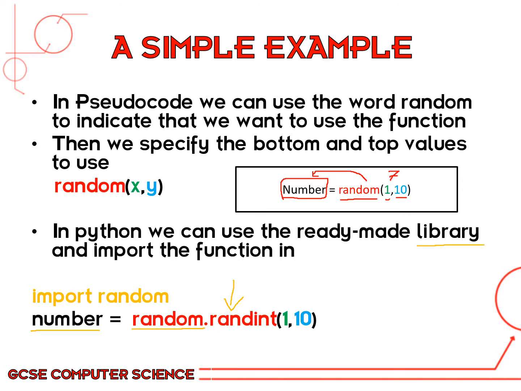Now at this stage, we should know that an integer is a whole number. So it's going to generate a whole number using our bottom and top values. It does the exact same thing as what we've said in pseudocode, but it's going to actually do the code for us because the library already exists. Let's just say this time we do it and it generates the number 5. 5 will be assigned to number.